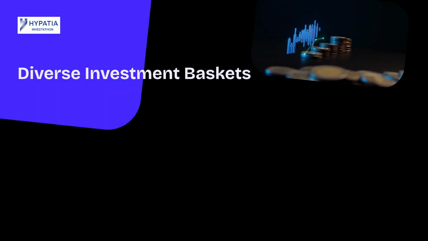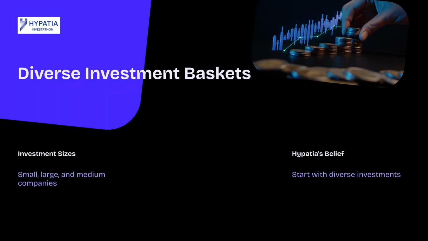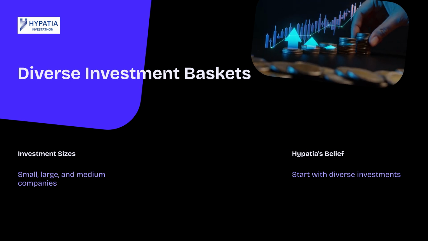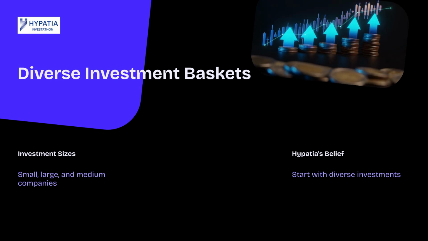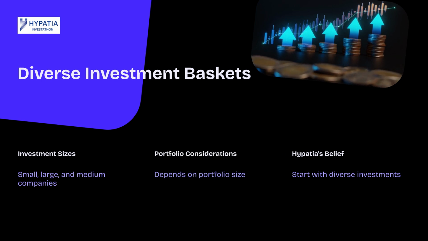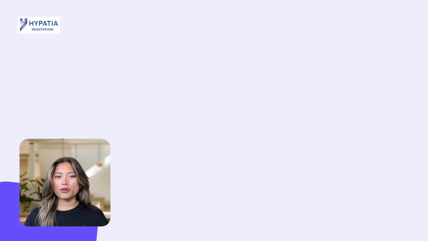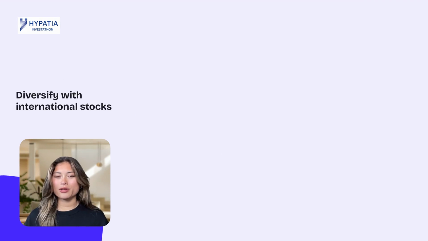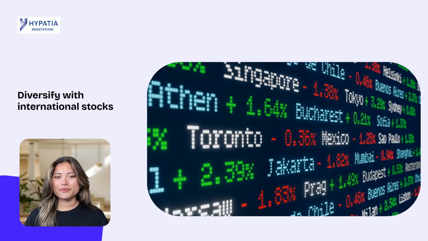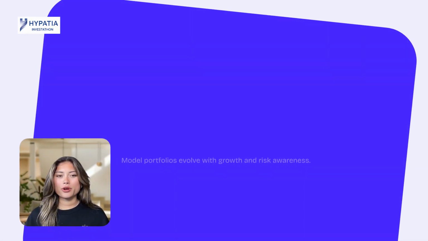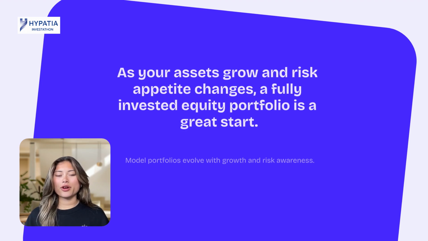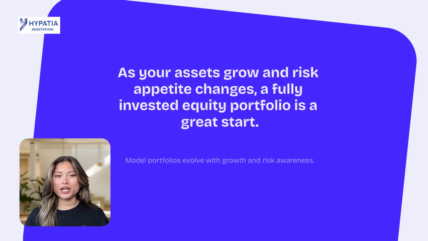But what about different baskets? Hypatia believes a great way to start is to invest in companies of different sizes. Small, large, and depending on the size of your portfolio, medium too. As your portfolio grows, you might want to diversify with some international stocks as well. So while your model portfolio may change as your assets grow and your risk awareness and appetite changes, we believe a great place to start is in a portfolio that is fully invested in equities.